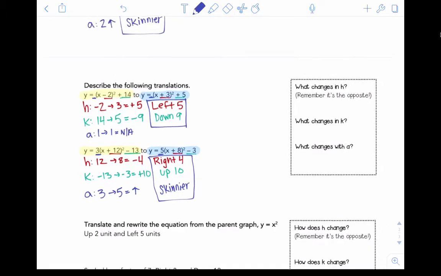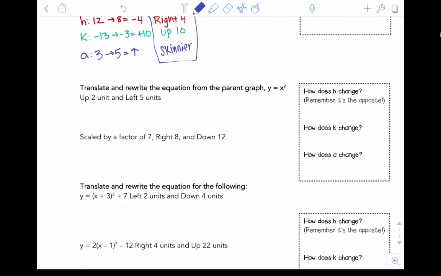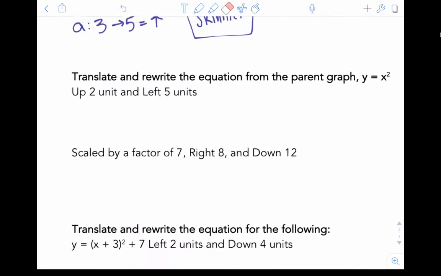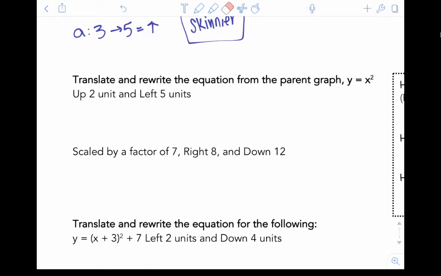All right, that is the first type of problem. The other type of problem is we're given a translation and we need to write an equation in vertex form for it. So the three things we need to think to ourselves are, how does h change? How does k change? And how does a change? So let's go through this. These first ones, we're just starting with the parent graph, y equals x squared.